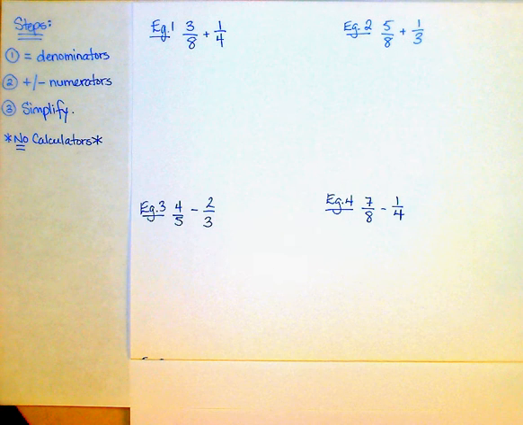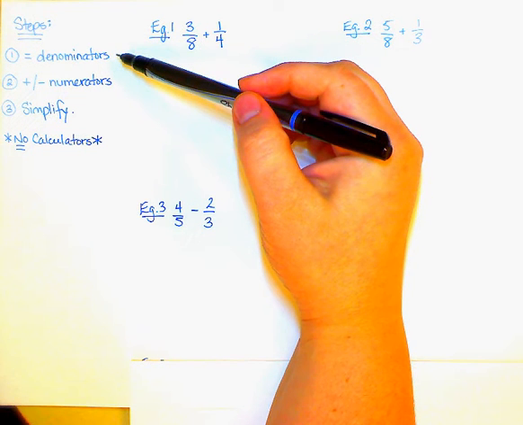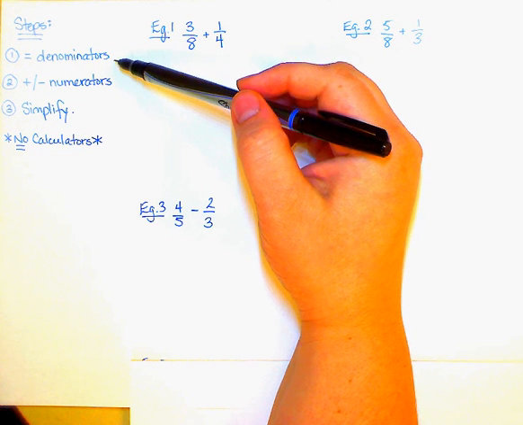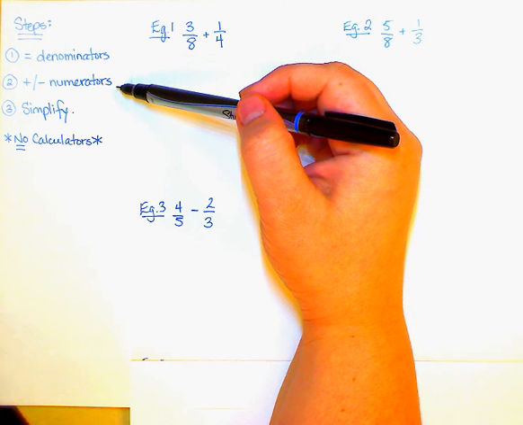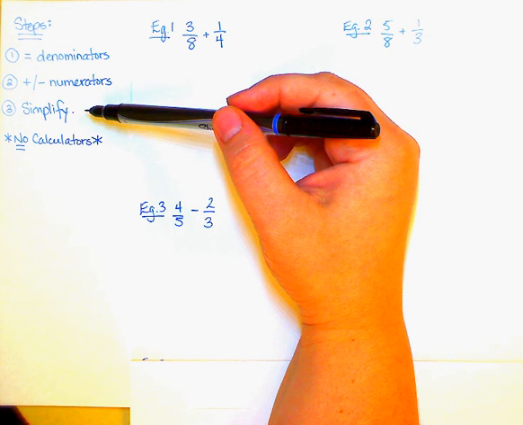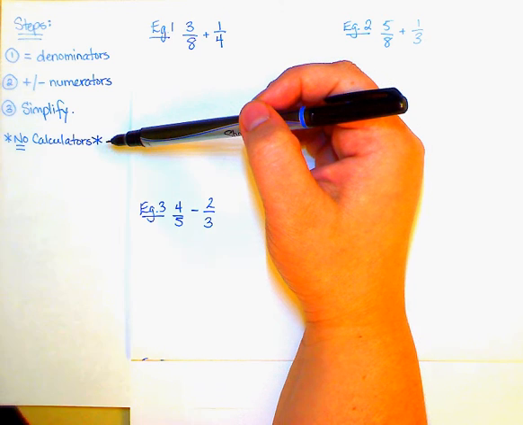Examples of adding and subtracting fractions. So I've written the steps down the side here to remind me. First step, I need to have equal denominators, so a common denominator. Second, I need to add and subtract the numerators only. Third, I need to simplify. And just a reminder that for this unit, we're not using calculators, so no calculators for this unit.